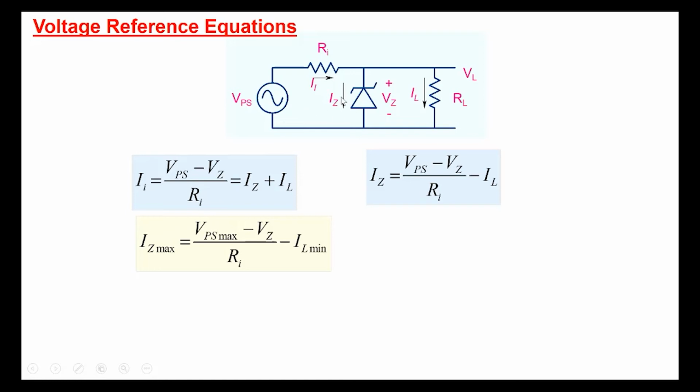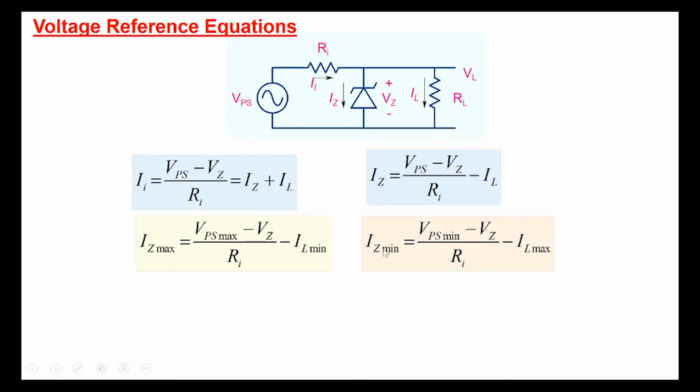So the maximum value of Zener current here, as you can see from this equation, will occur when this VPS is maximum and VZ is fixed, Ri is fixed in a circuit, and when load current is minimum. Right? So there's a certain current that is coming in here, and what we are saying is the maximum value of Zener current would occur when this current is maximum and load current is minimum here. Right? So the difference of the two will give rise to a maximum Zener current here, IZ max here. And similarly, the minimum value of Zener current, IZ min, will be equal to when this term is minimum, and this term is maximum here.